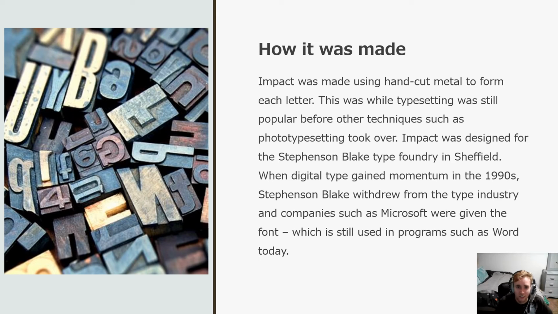So as previously mentioned, Impact was designed in 1965, so they were still using typesetting as a technique before phototypesetting took over, which means that they were using hand-cut metal to form each letter. Impact was designed for the Stephenson Blake Type Foundry in Sheffield, but when digital type gained momentum in the 90s, Stephenson Blake withdrew from the type industry and companies such as Microsoft were given permission to use the font, and that's why we see it in programs such as Word, PowerPoint, etc.